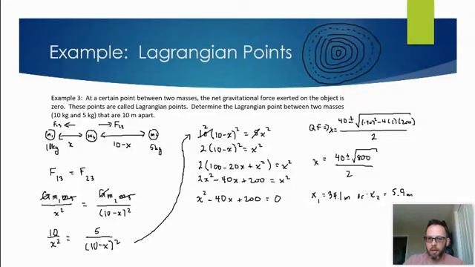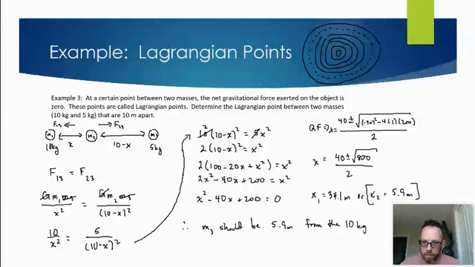So the Lagrangian point, the point where if we put mass 3 between these two and it would just float there and wouldn't move, is 5.9 meters. I'm just writing a conclusion here: M3 should be 5.9 meters from the 10 kilogram mass. If you place it between them, 5.9 meters from the 10 kilogram mass, the net force would be 0. They'd cancel each other out.